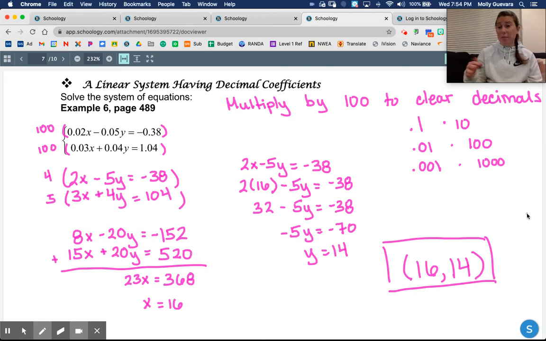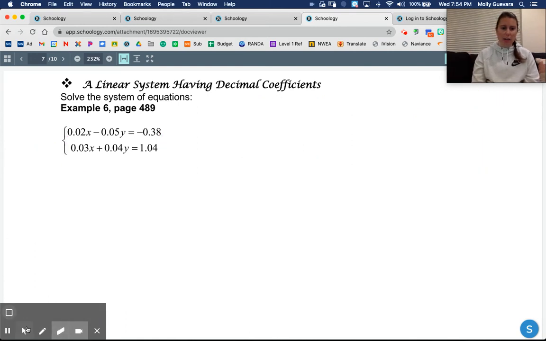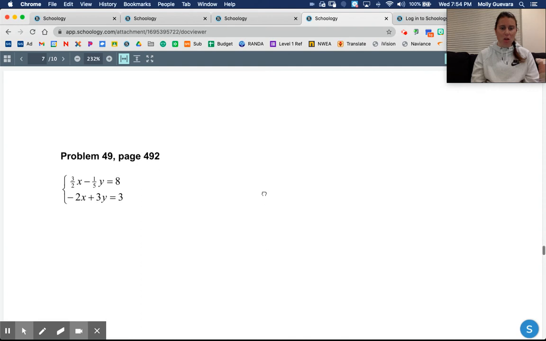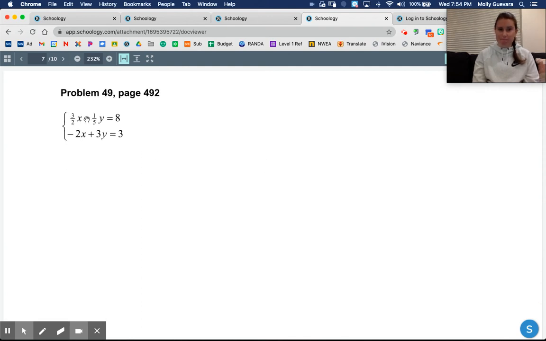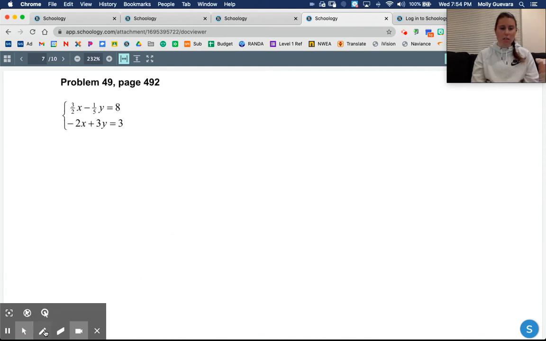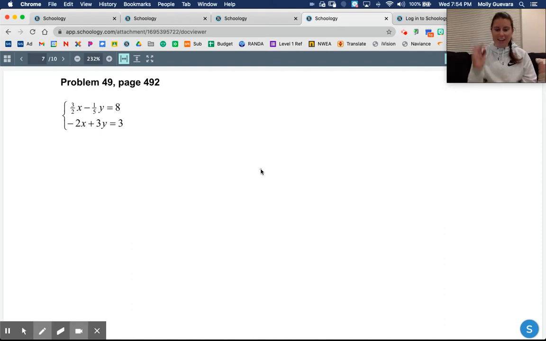So hopefully that makes sense, how we got rid of all of those decimals to help us through it, make it a little bit easier to look at and work with. What if you have fractions, right? Gross. Fractions are so scary. Just kidding, they're not that bad, you guys.